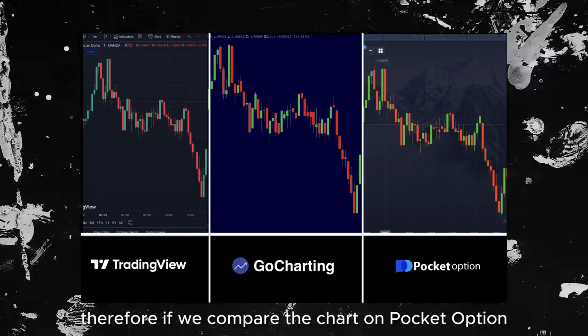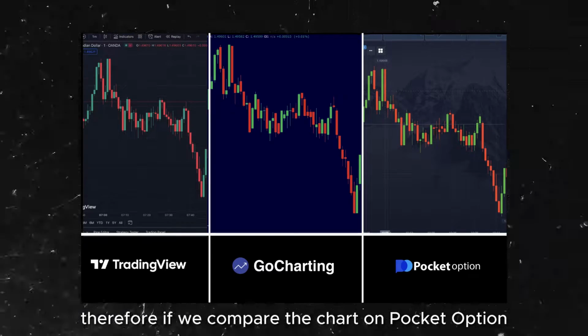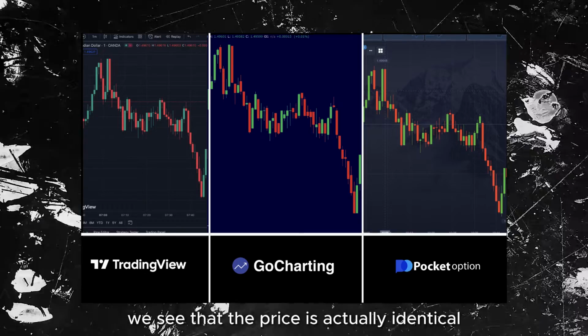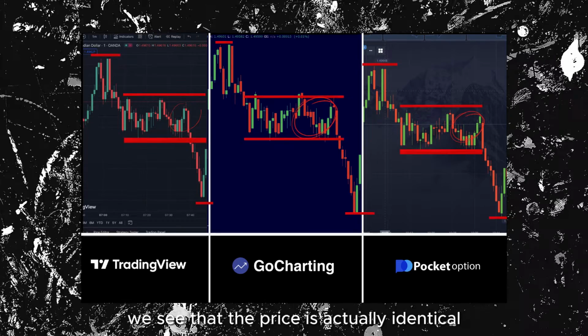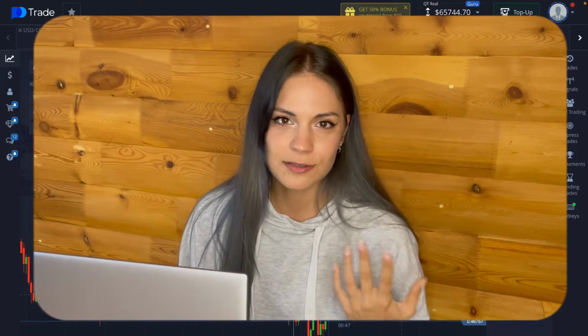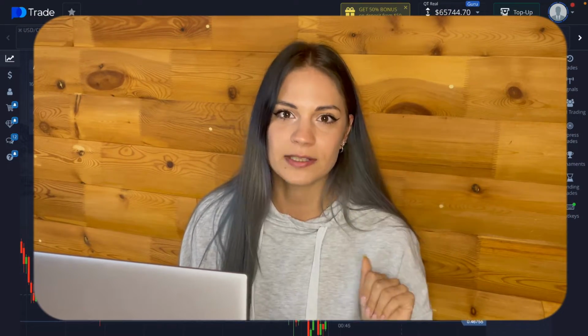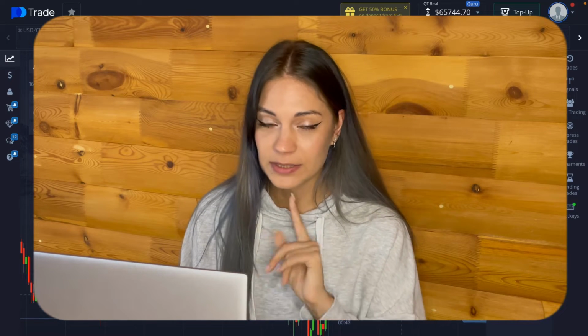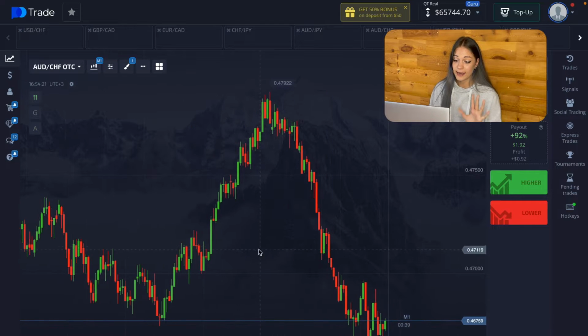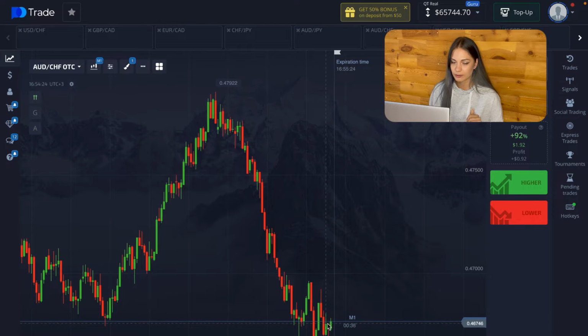Therefore, if we compare the chart on Pocket Option and TradingView or any other chart platform, we see that the price is identical, or almost identical, because sometimes there may be a minor difference due to different providers. Of course, those providers give you data only on weekdays, from Monday till Friday, but today is Saturday, so let's look at Pocket Option. As you can see, we have a chart with the price moving in real time.